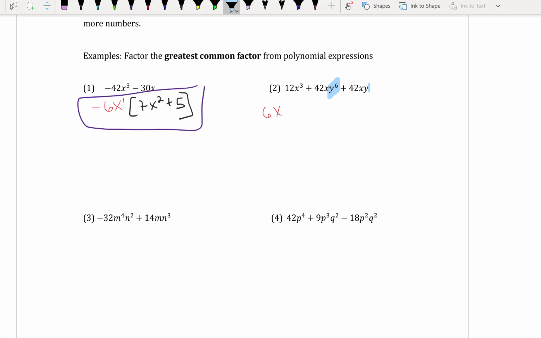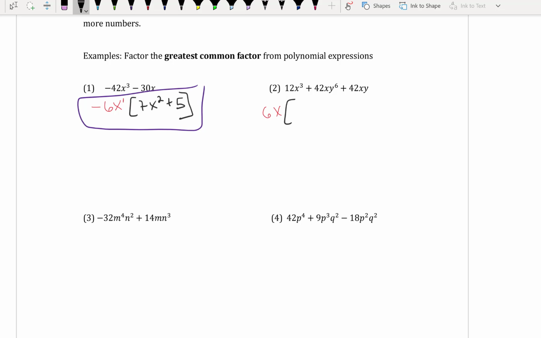I have a y here and I have a y here, but there isn't any y there. Remember, a common factor has to be common in all three terms. So here, you do not have a y as common factor because it does not exist in all three. So now I'm going to divide a 6x from each term.